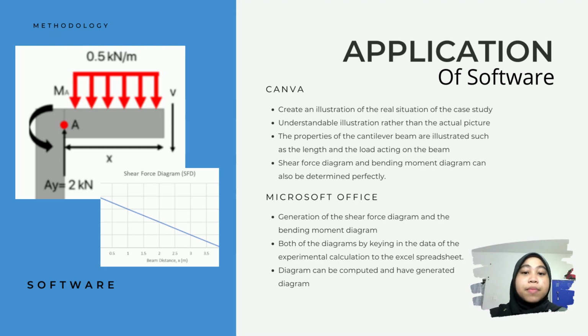The software used can precisely calculate and graph the slope for both of the diagrams by keying in the data of the experimental calculation to the Excel spreadsheet. It's very helpful that the diagram can be computed and generated.